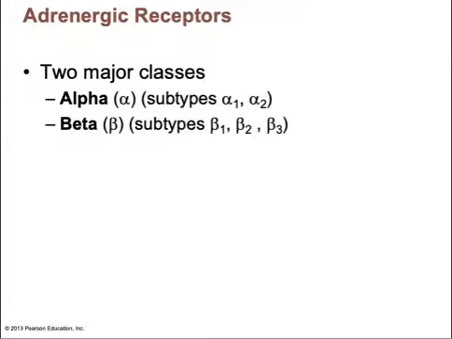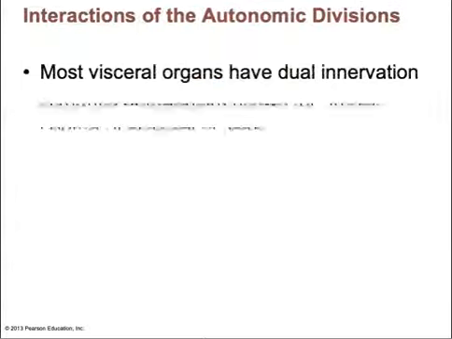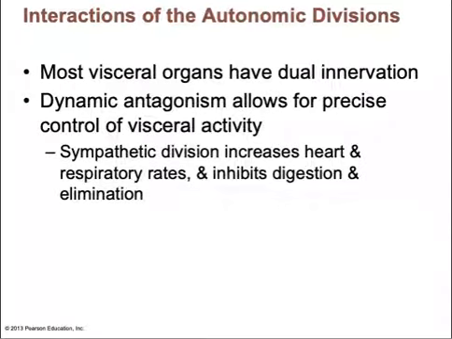Adrenergic receptors are either alpha or beta, right? And among the alpha adrenergics are alpha 1 and 2, and the beta have a beta 1, 2, or 3. And the effects of norepinephrine depend on which subclass of receptor predominates on the target, right? Most visceral organs are dual innervated, with the exception of, as we said, vascular smooth muscle, erector pili muscle, and sweat glands. The antagonism of these two divisions allows us to control visceral function, right?